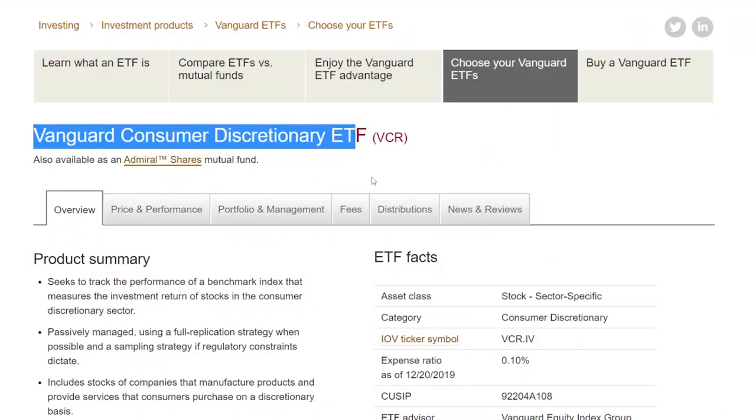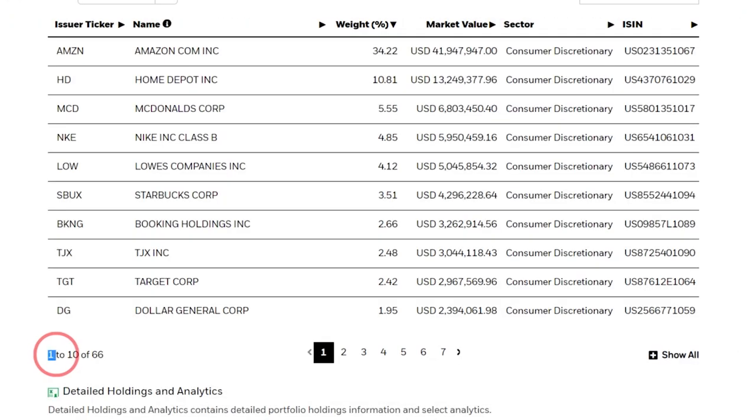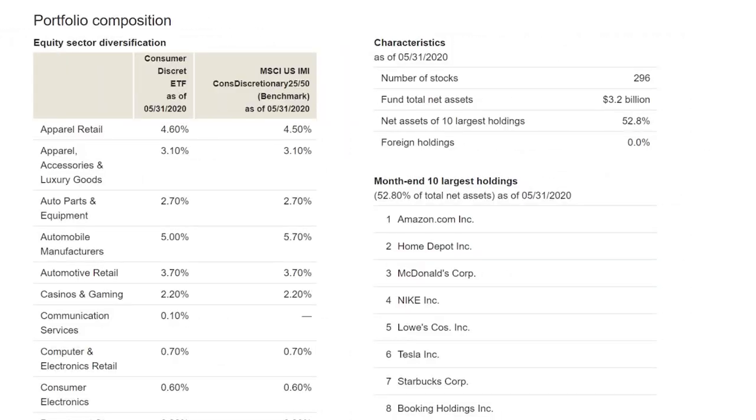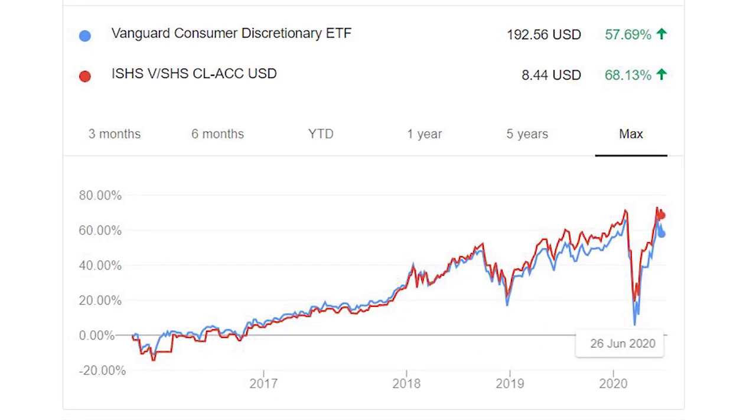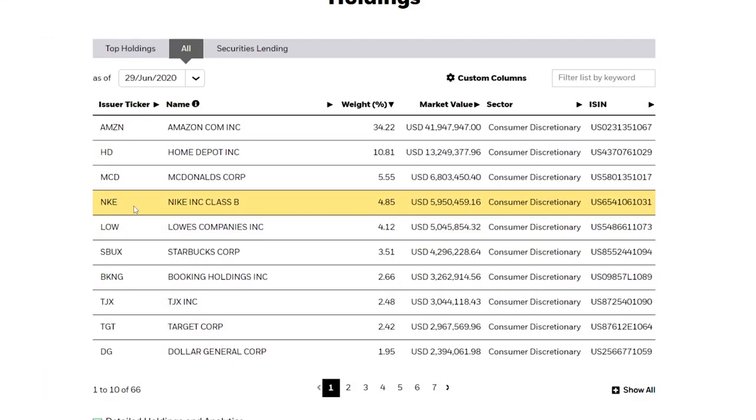Jokes aside, IUCD is the Ireland domiciled version of Vanguard's consumer discretionary ETF, VCR. But this ETF only has 66 stocks, while Vanguard's has 296 stocks. But the performance is quite similar. As you can see, this ETF has lots of brand names which we like to spend money on when we are feeling rich, like McDonald's, Nike, Starbucks.